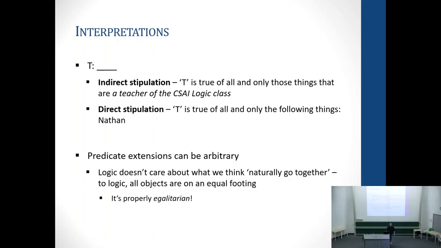But we can fix the extension another way. We do it directly. We say, here are the things that are in the extension by stipulation. And in this case, it would be just one object, me. So the difference here is hopefully clear. When we fix an extension indirectly, you hook the FOL predicate up with some property, you go and look to see what objects in the world have the property, and that tells you the extension. When we do it directly, we say, here are the things in the extension.